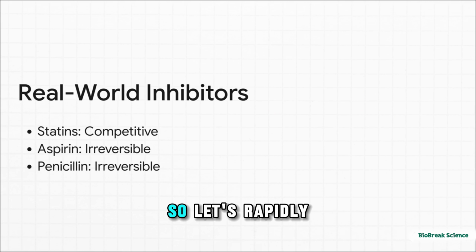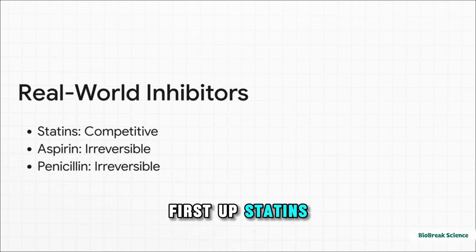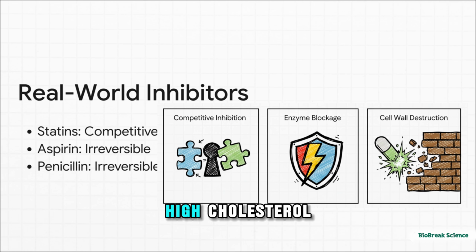So let's rapidly list off some real-world drug examples of inhibition that frequently pop up in MCAT and A-level passages. We want to completely bridge the gap between this textbook theory and real application. First up, statins. These are widely used to treat high cholesterol, and they are a perfect example of a competitive inhibitor. They physically block an enzyme in your liver called HMG-CoA reductase.